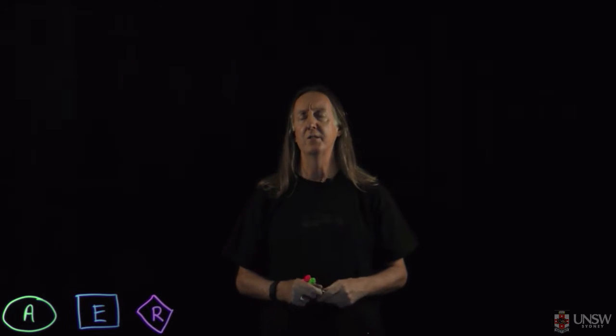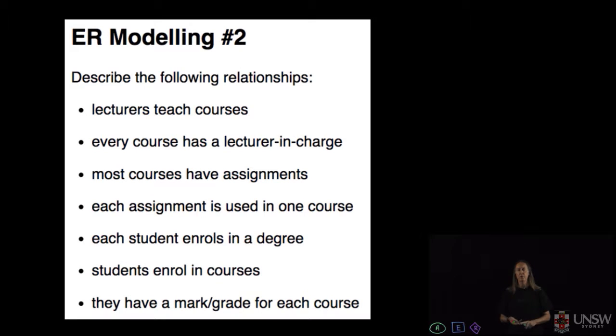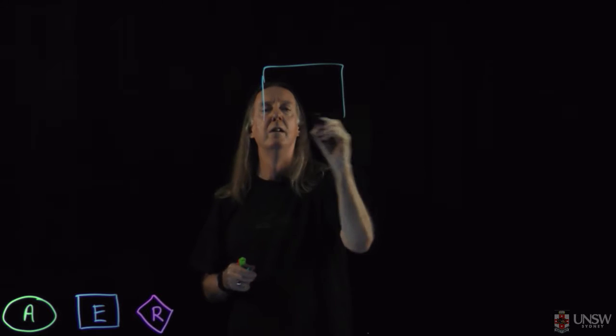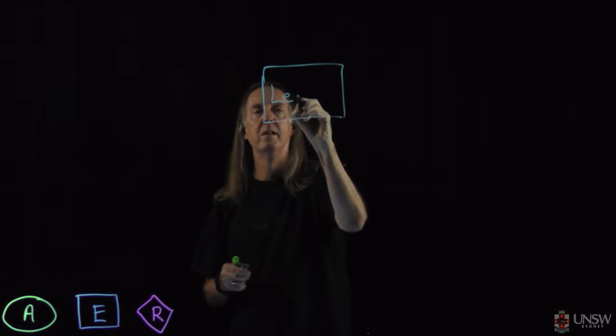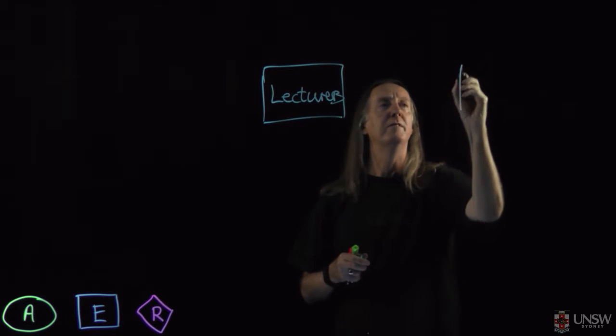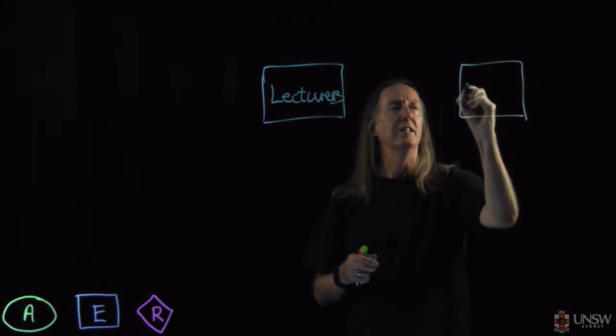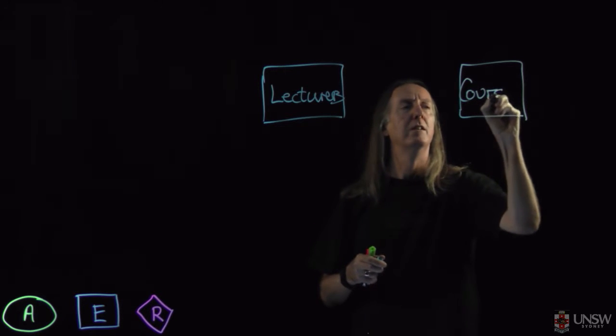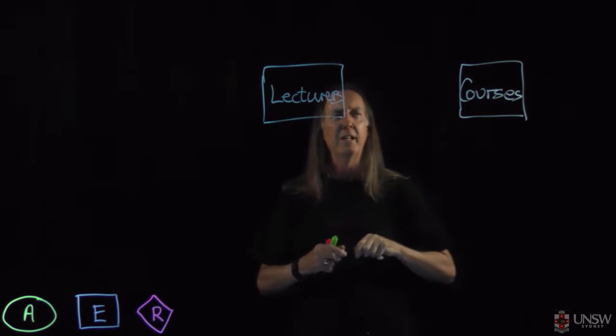So I'm just going to look at a system where we've got teachers or lecturers, courses, students, degrees and assignments, and see how all of these things are related. I'm not going to draw a single big diagram, I'll just draw individual relationships. Okay, so the first one I want to look at is the fact that lecturers teach courses. So obviously the entities involved are lecturers and courses. Okay, so what about the relationship?